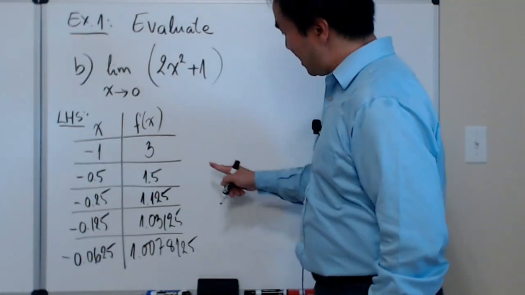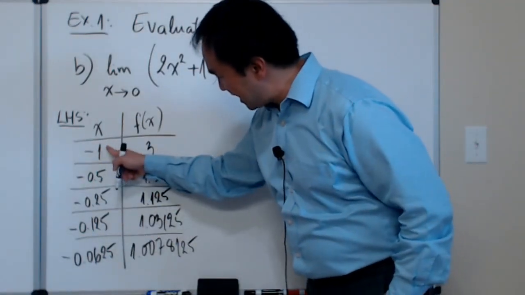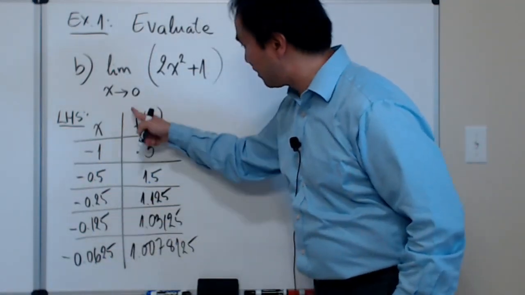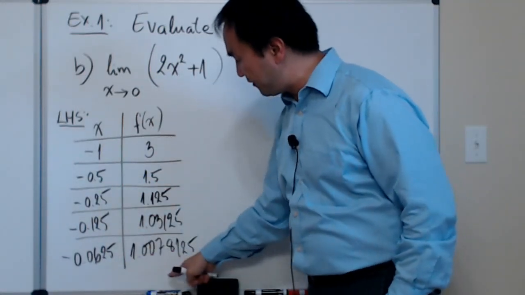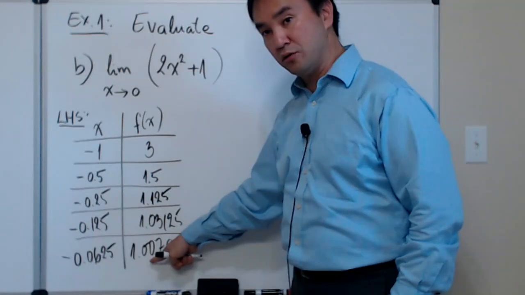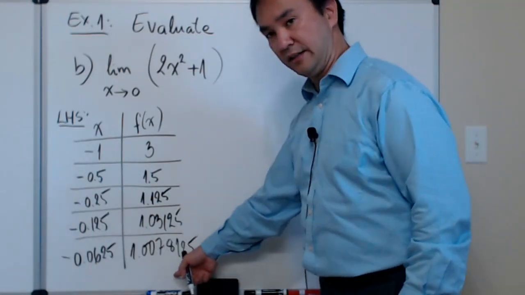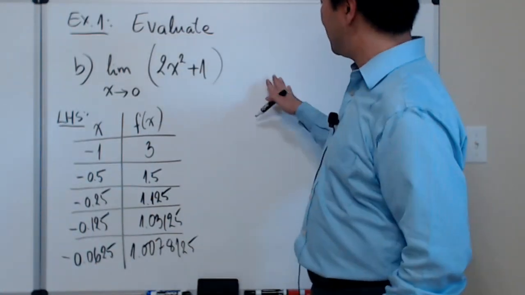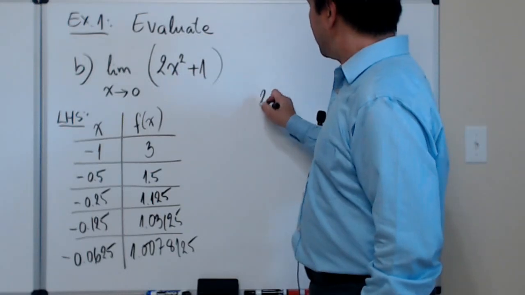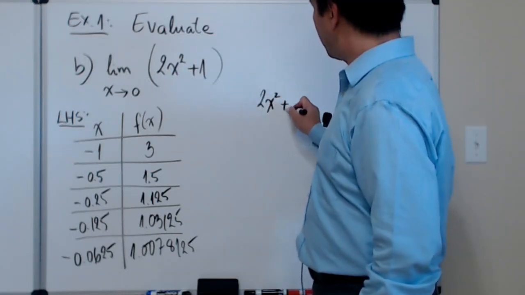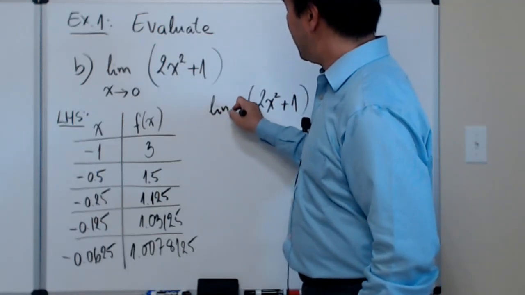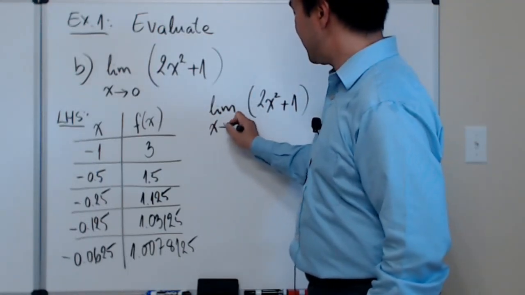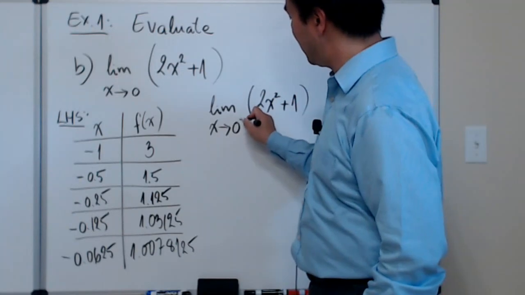Okay, so I predict that as our x value is getting closer to 0 from the left hand side, in the meanwhile the y value is coming closer to my prediction, y equals 1. So 2x squared plus 1, this function here, has a limit as x comes close to 0 from the left hand side.